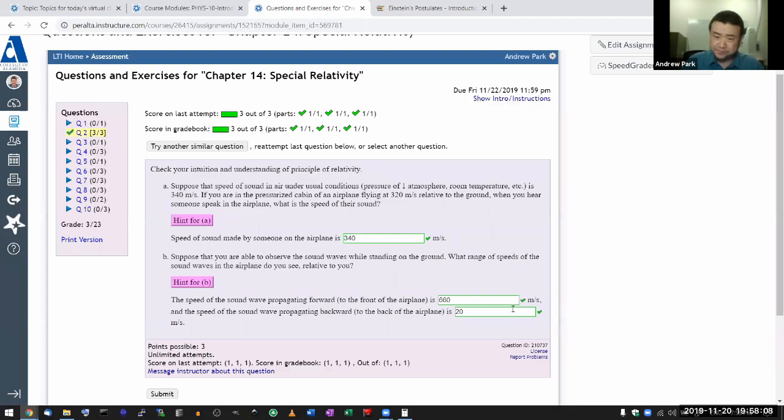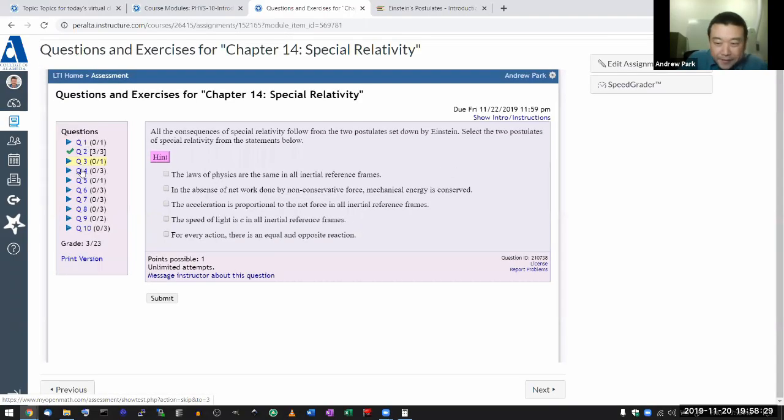This is there just to kind of give you a check on your intuition. There's a lot of special relativity that's not intuitive. So if you don't get this, not that big of a deal, because it turns out this intuition doesn't work in special relativity anyway. So let's move on.